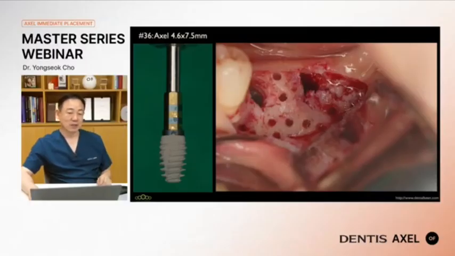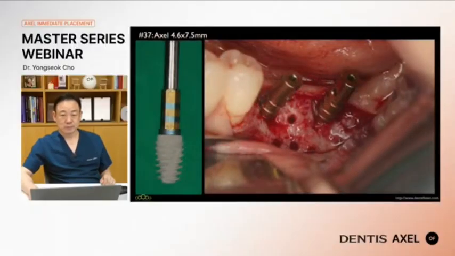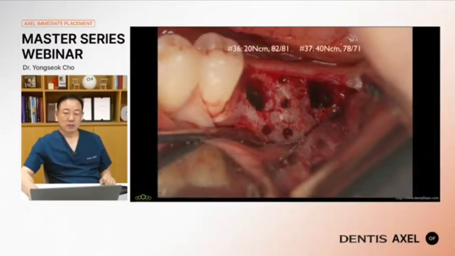measured the height, it looks 3.0 millimeter. So I selected 4.6 by 7.5 short implant. Better to place implant deep enough. It was deeply placed and enough stability I can get.